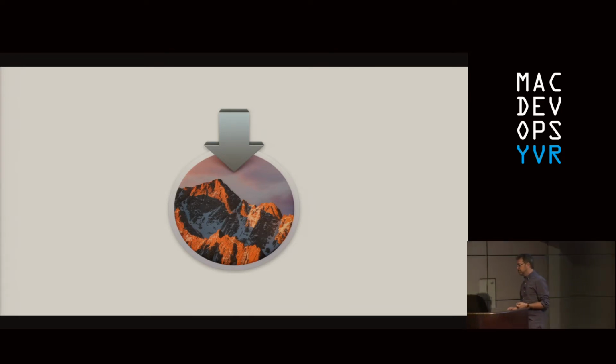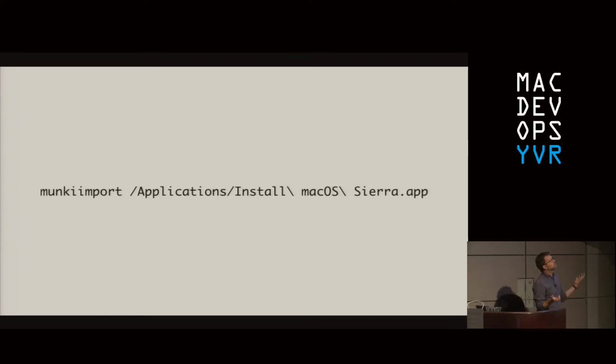So all you have to do when you get a new release of Mac OS X, you just Munki import it like you would any other piece of software. Munki import knows what it is and does the right stuff and imports it into your Munki repo. That's one step. There's no step 2 or 3.